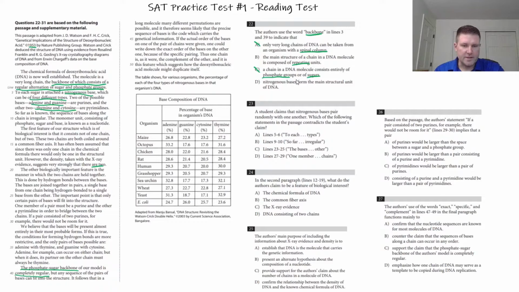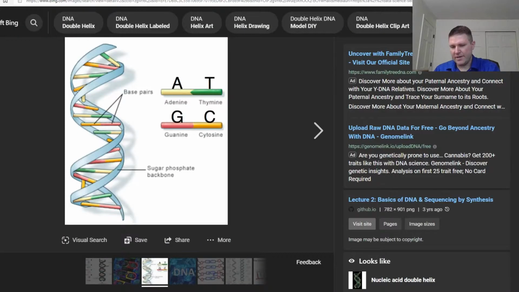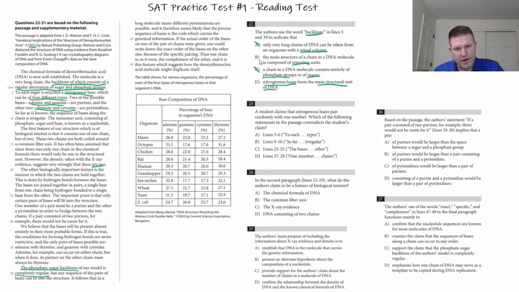And then if you look at D, nitrogenous bases form the main structural unit of DNA. That's not what they said. They said the entire DNA chain is built off of this phosphate sugar backbone, and then there are little connecting nucleotides in the middle, right? But the main structure of it is a sugar phosphate group. So that's why B is such a strong candidate, okay?